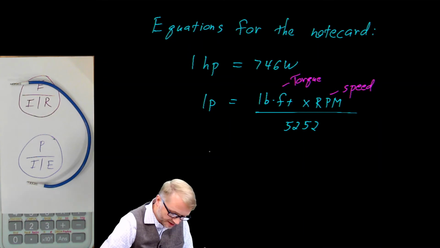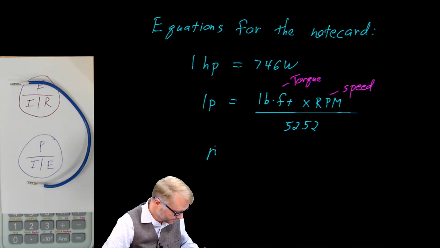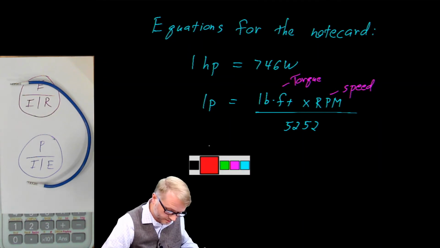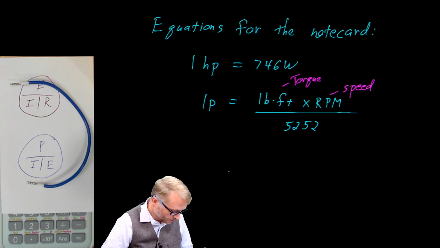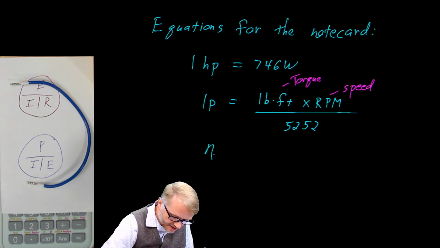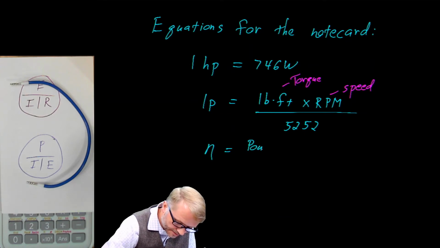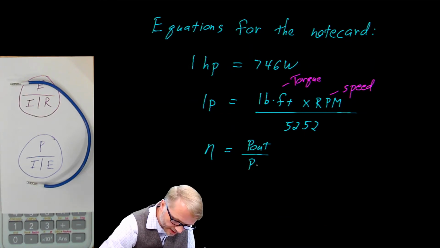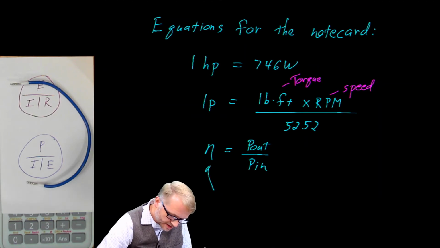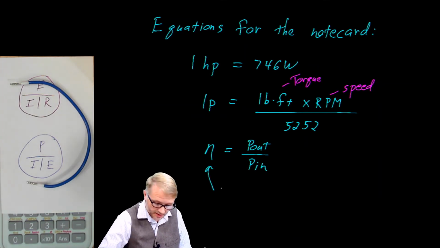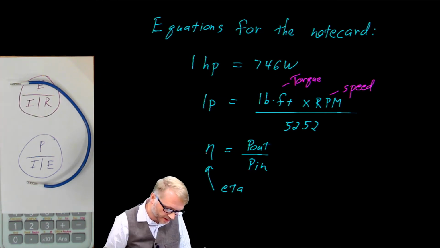Here's a few more. I'll explain this in a minute. One more, and that is efficiency. And that tells us that power out is equal to power in. By the way, this symbol here is the Greek symbol eta. It looks like an N, but it's got a slightly longer tail.